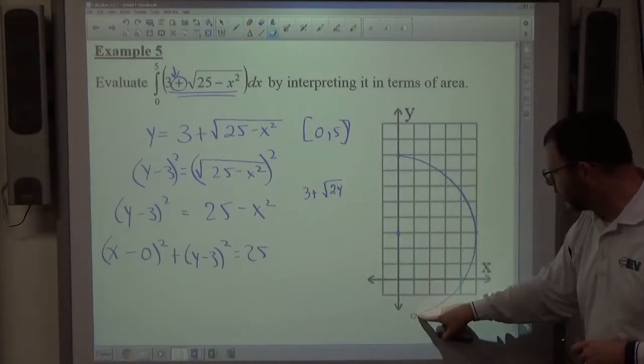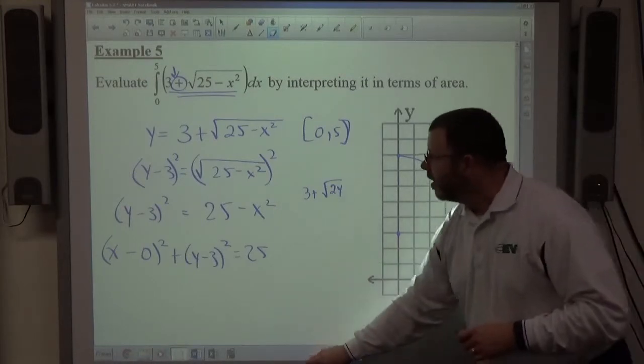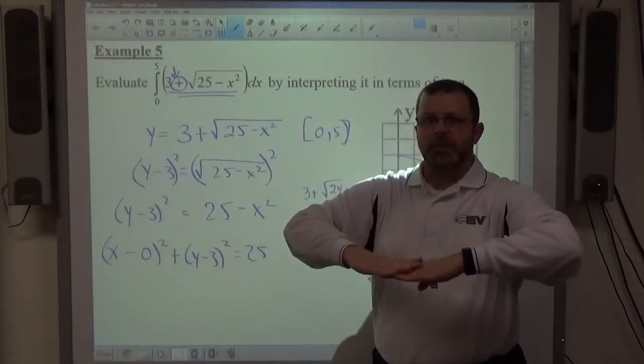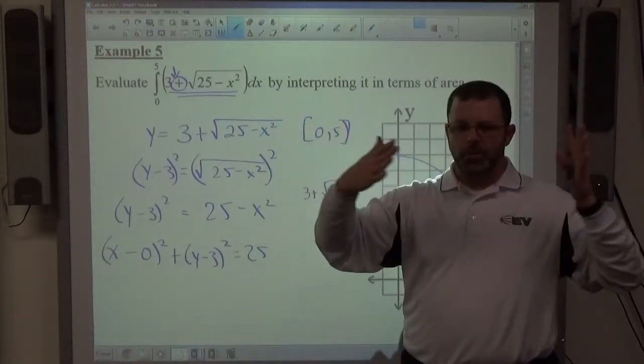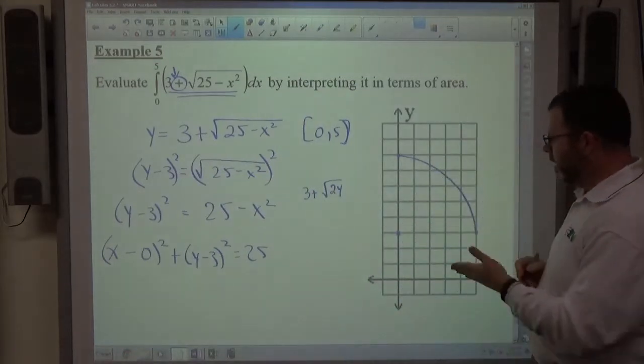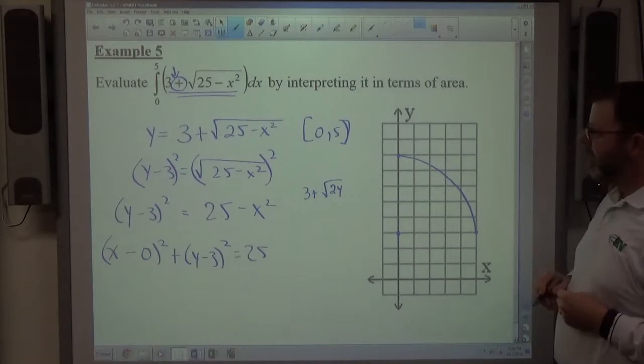So when you get a circle equation, just be ready to either do the top half for a plus or the bottom half for a minus, and then the interval is going to either get you all of it or a quarter of it. So the plus the square root of 25 minus x squared just gets me the top half.